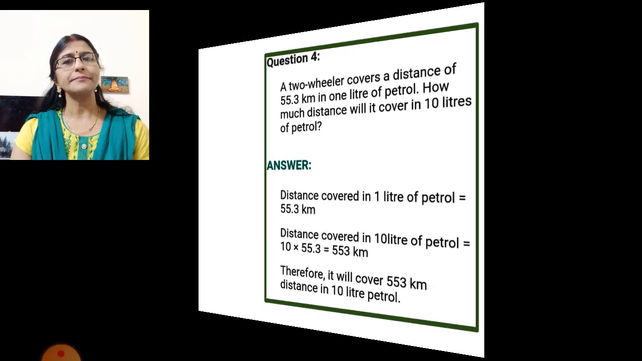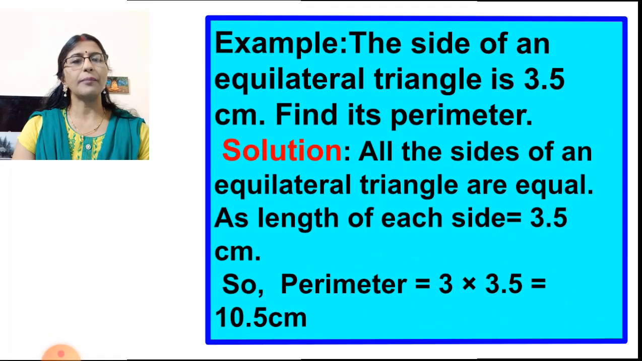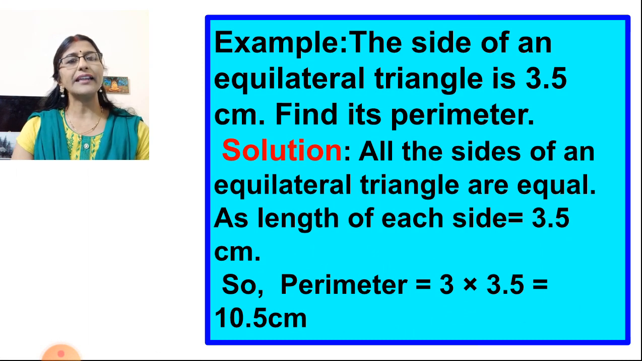Now let us see one more word problem. This is very simple. The side of an equilateral triangle is 3.5 centimeter. Find its perimeter. As it is an equilateral triangle, all the sides of an equilateral triangle, you know, are equal. So the length of each side will be 3.5. And for finding out the perimeter, you can do it by addition also. But the easier method is you can multiply. You know a triangle has three sides.